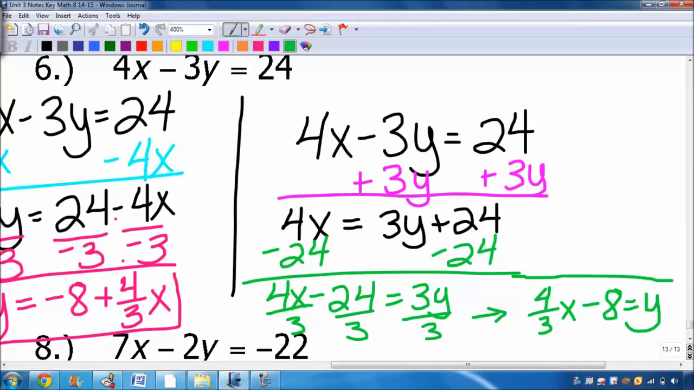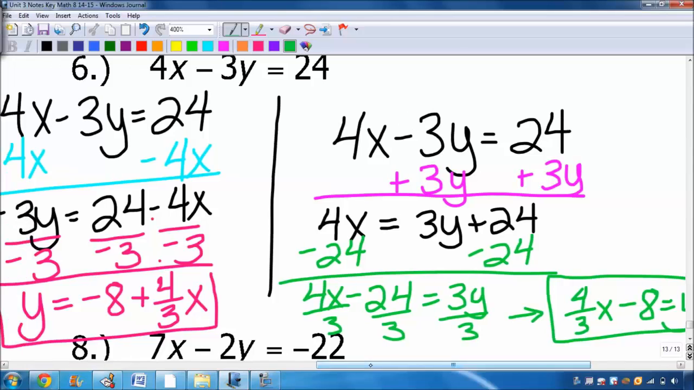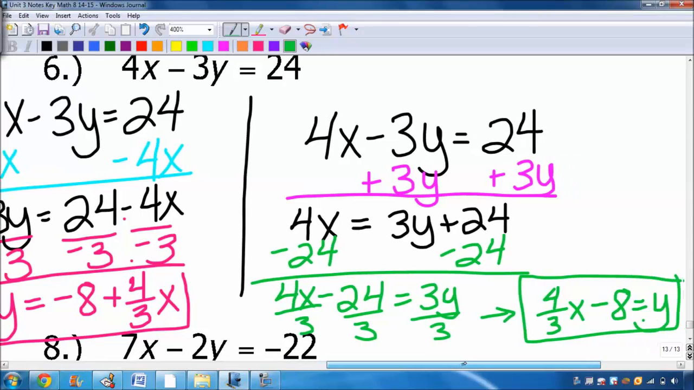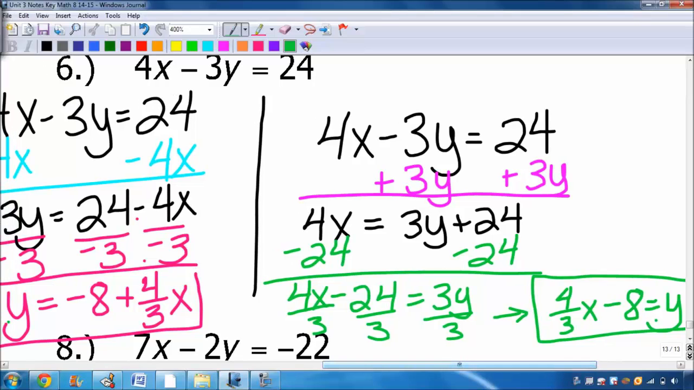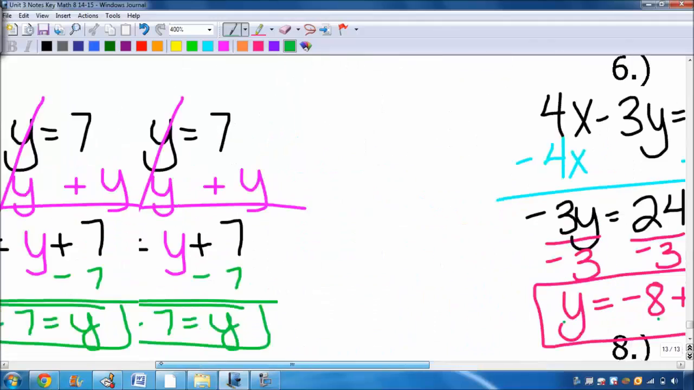Lastly, I'm going to divide every single number by 3, so then my equation turns into 4/3 x minus 8 equals y. Now the question is, since it's the same equation, shouldn't I get the same answer? But it doesn't look like I got the same answer. Here the y is on the left side, here the y is on the right side. Guess what? Totally fine if they're on opposite sides. Here the 8 is negative, here the 8 is negative, here the 4/3 x is positive, here the 4/3 x is positive. So these are two equivalent equations.